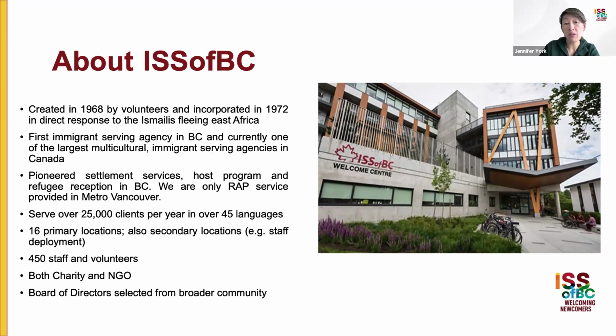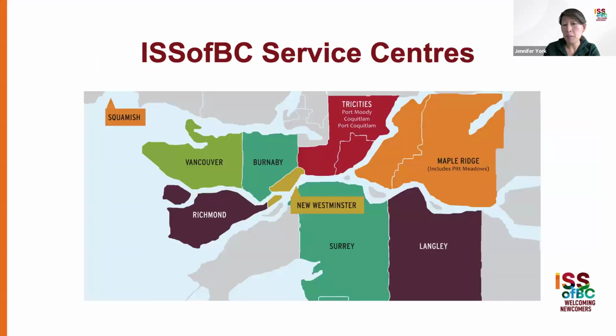We have served over 25,000 clients per year in 45 languages and have 16 primary locations. We have close to 450 staff and volunteers, and we are both an NGO and a charity. And our board of directors come from selected volunteers from a broader community. Next slide. Just some of the service centers that we have in Metro Vancouver.